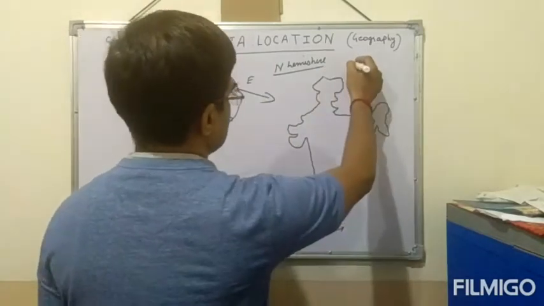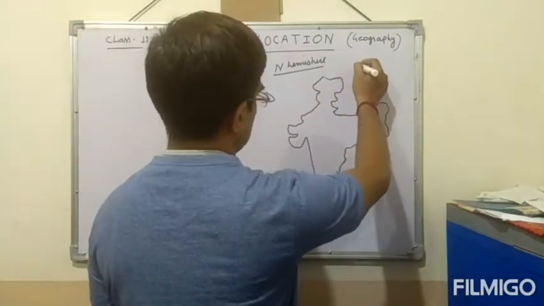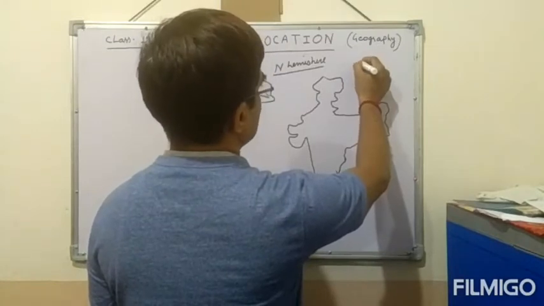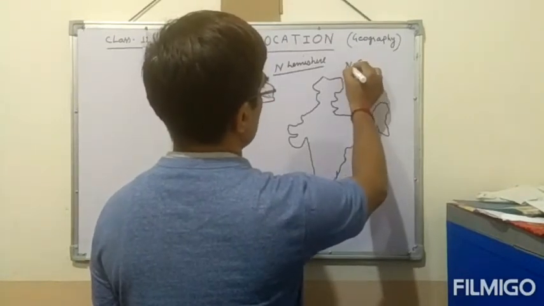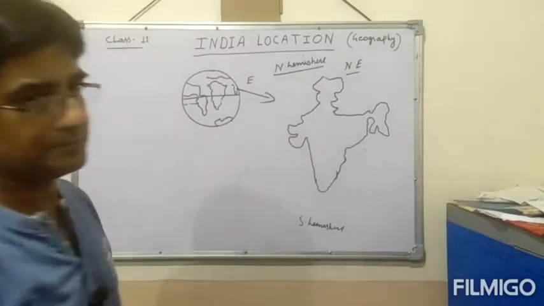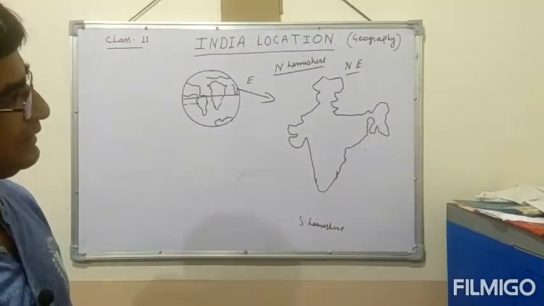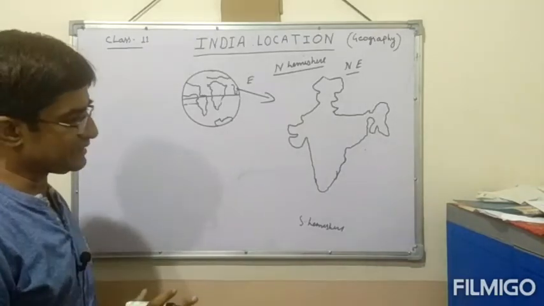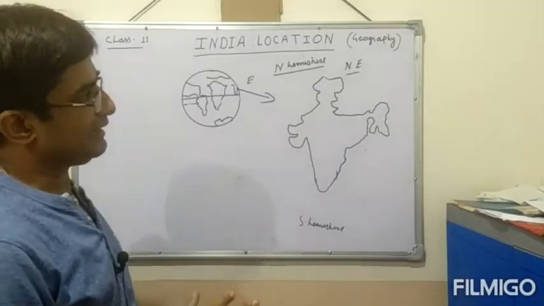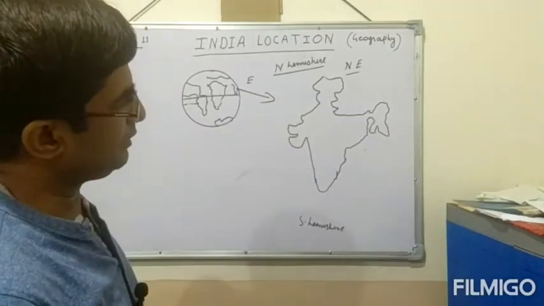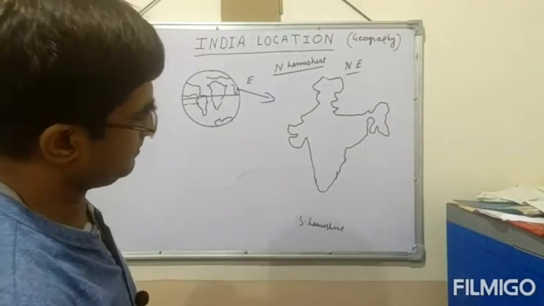So how do we study India's location in geography? India lies in the northeast location, because it lies in the north direction and is tilted toward the east. So you can better understand that India is in the east direction as well as in the north direction, the northern hemisphere.